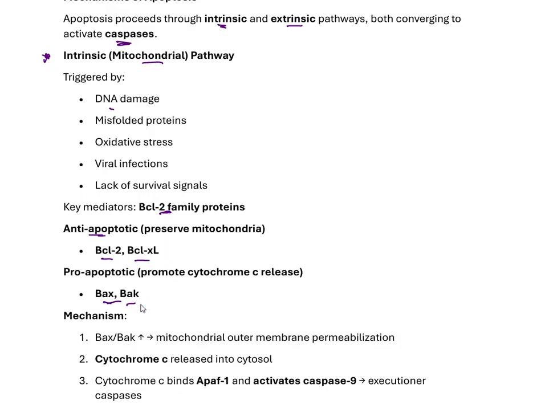And so how do they activate apoptosis? So when you look inside the cell, let's say this is our cell. Inside the cell, we have the mitochondria, right? So we have the mitochondria.